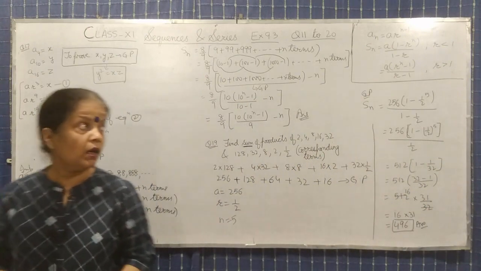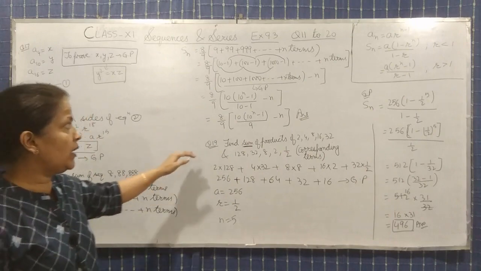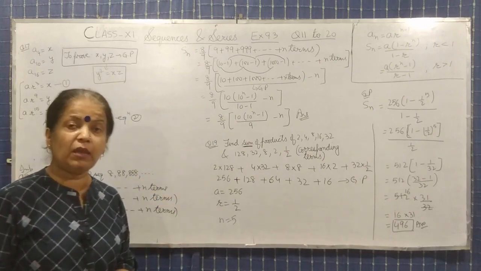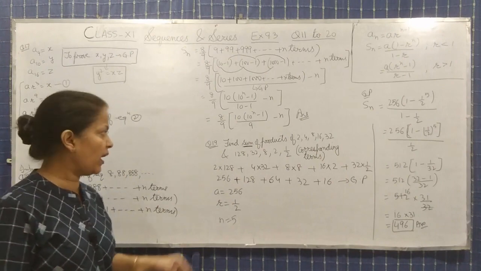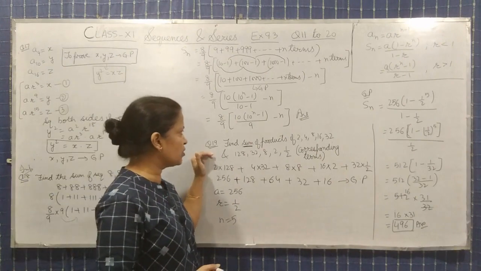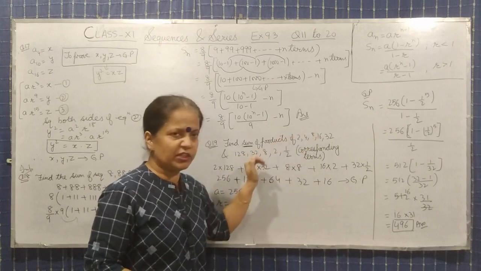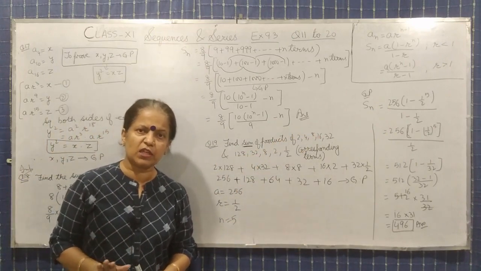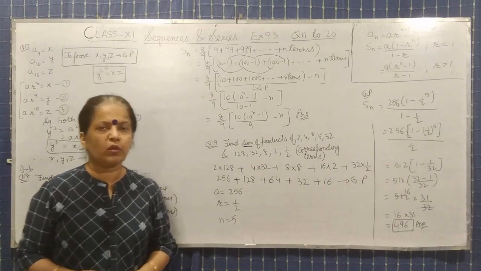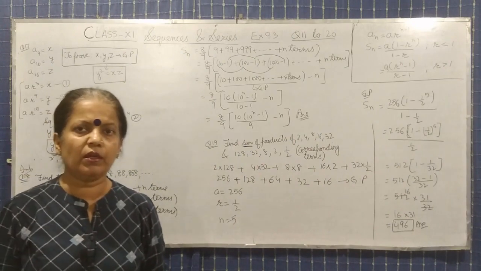Clear? Question number 20 is the same as question number 19. But instead of digits, in question 20 they have mentioned alphabets. And the procedure is the same. Okay, so you will try question 20 yourself.